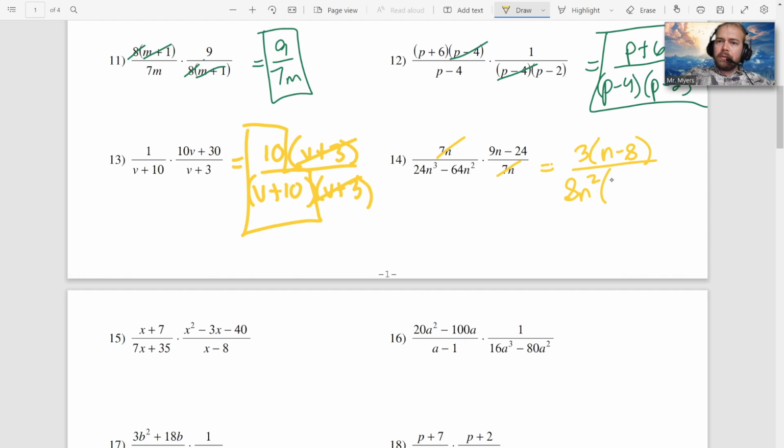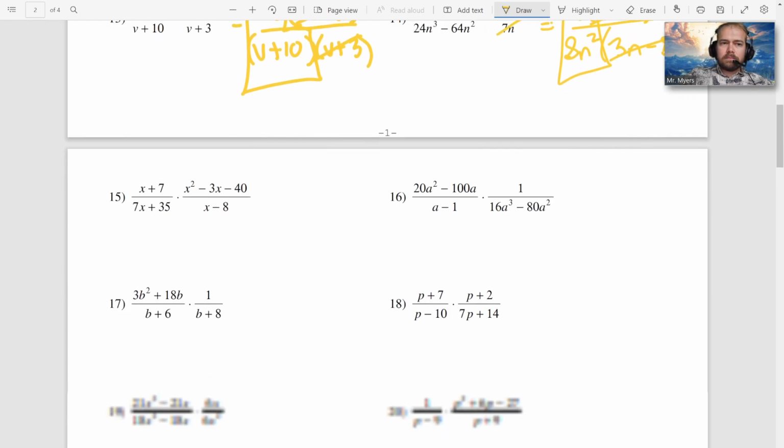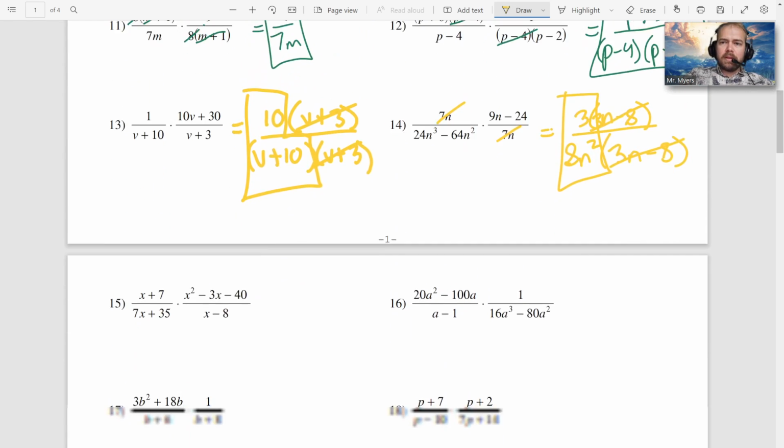24 divided by 8 is 3. Oh, wait, hold on. That should be a 3 right there. Okay, there we go. 3n minus 8. I missed the 3 there. 3n minus 8. And then the 3n minus 8 cancel. And there's our answer. Okay, that was 2, so I have 4 more.